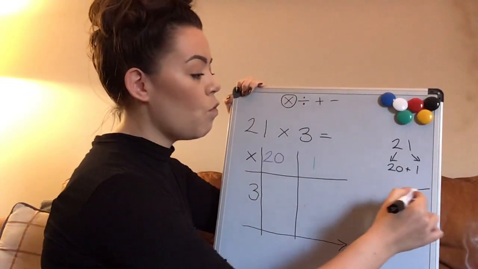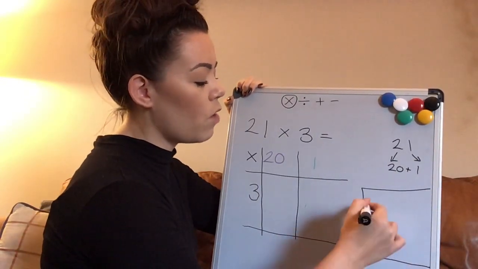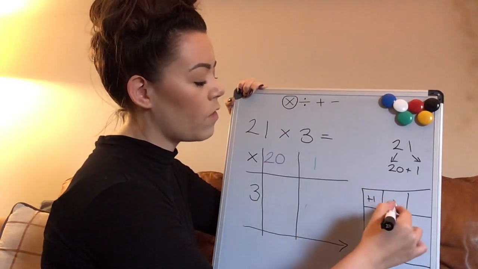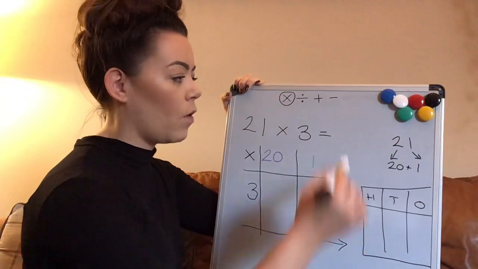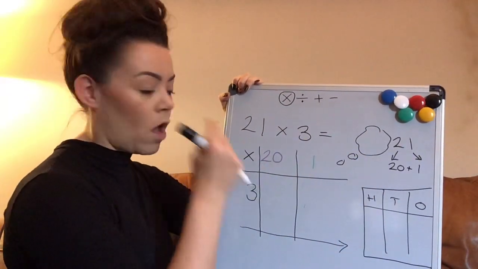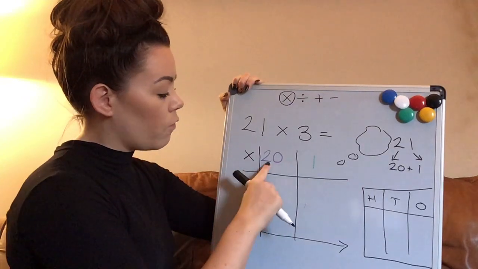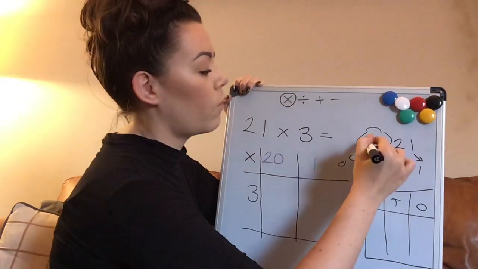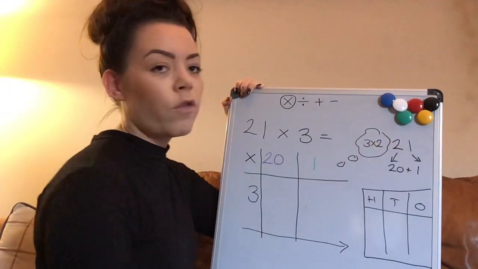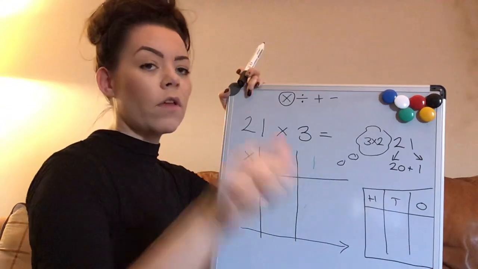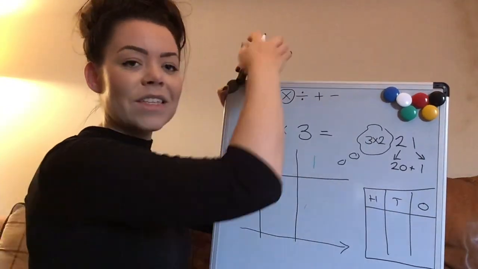Now, don't worry if you don't know 20 lots of 3. This is where our hundreds, tens and ones grid can help us out. And remember, let's think about what multiplication we do know. I don't know 3 lots of 20, but I do know 3 lots of 2. So I do know 3 lots of 2. That's going to help me. 3 lots of 2 is 6.